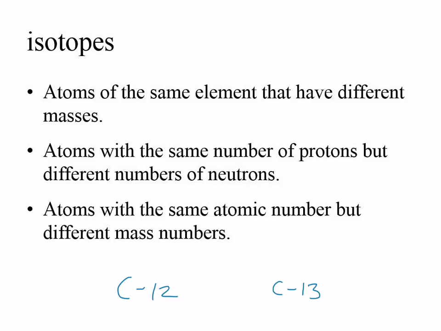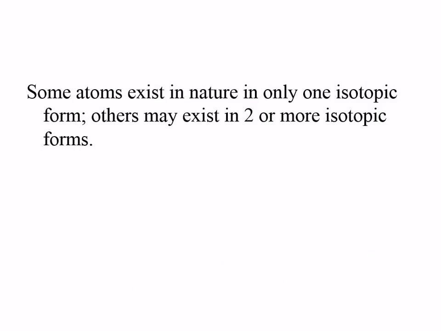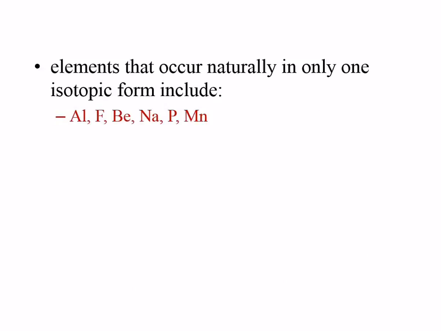Which one has more neutrons? The 13, yep. This one has, instead of 6, 7 neutrons, and this has 6 neutrons. That's just how this works. But they both have 6 protons. And not so coincidentally, if you add 6 plus 7, you get 13. If you add 6 plus 6, you get 12. Okay.